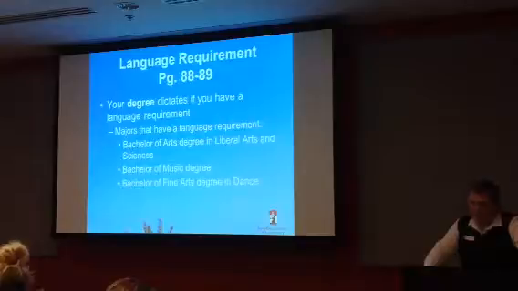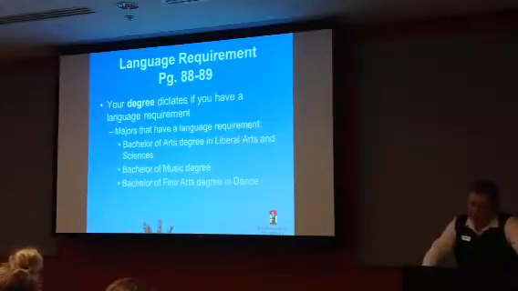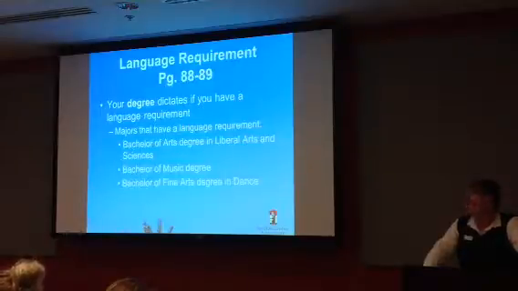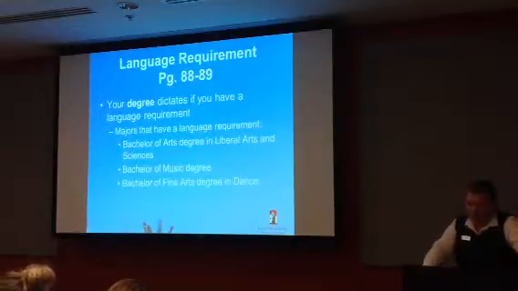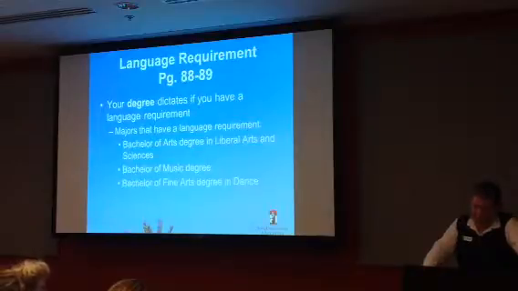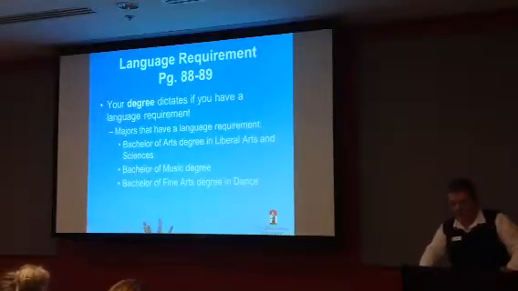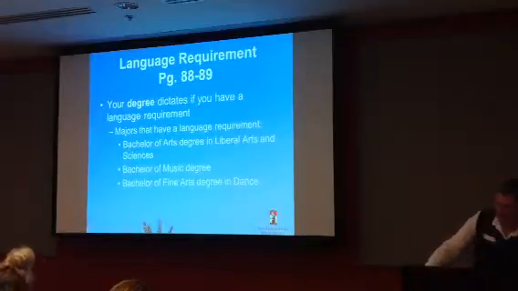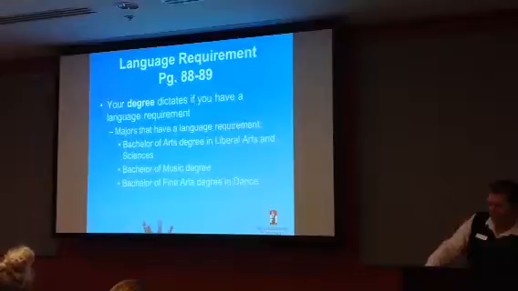The types of degrees that do require competency in a foreign language include the Bachelor of Arts degree, the BA degree, in Liberal Arts and Science. They show competency that is equivalent to the 3rd college semester of a language other than English. The next type of degree is the Bachelor of Music. These students have very specific competency levels depending on their major, and that's outlined on page 89.